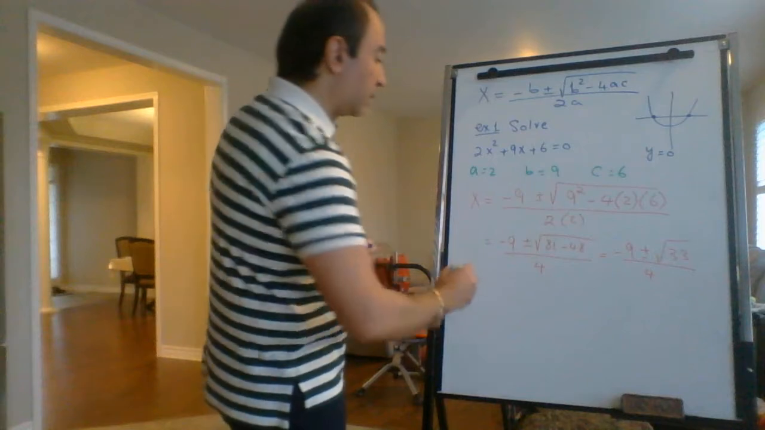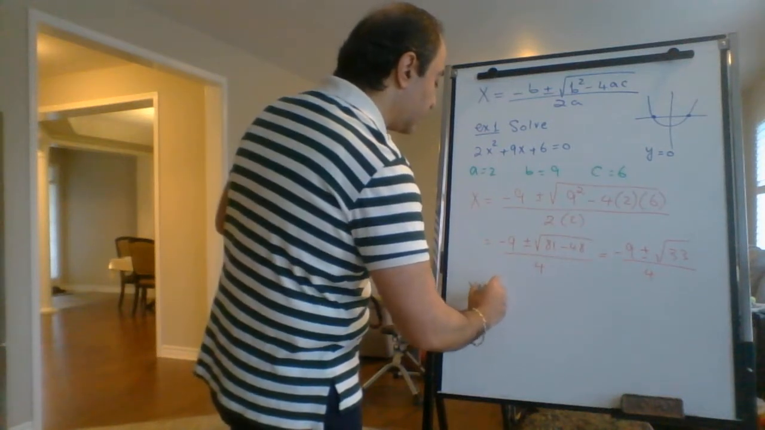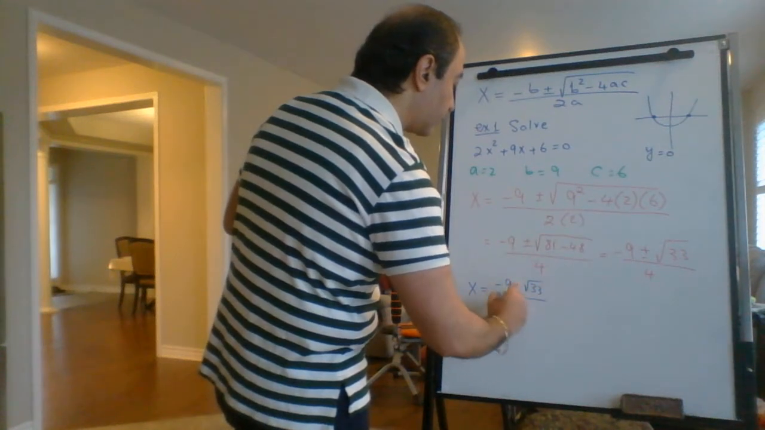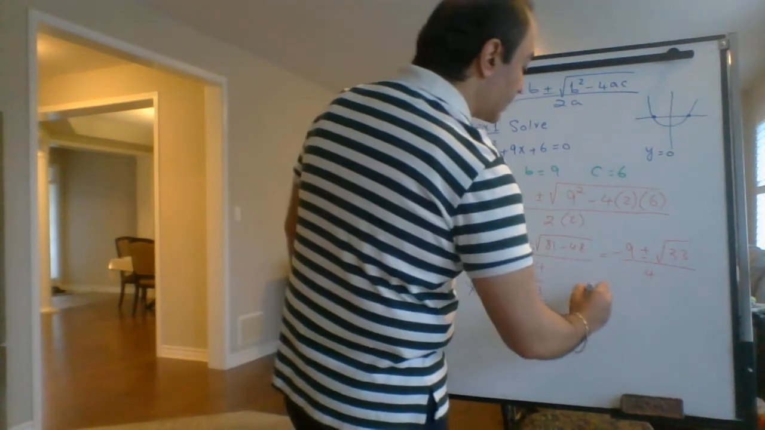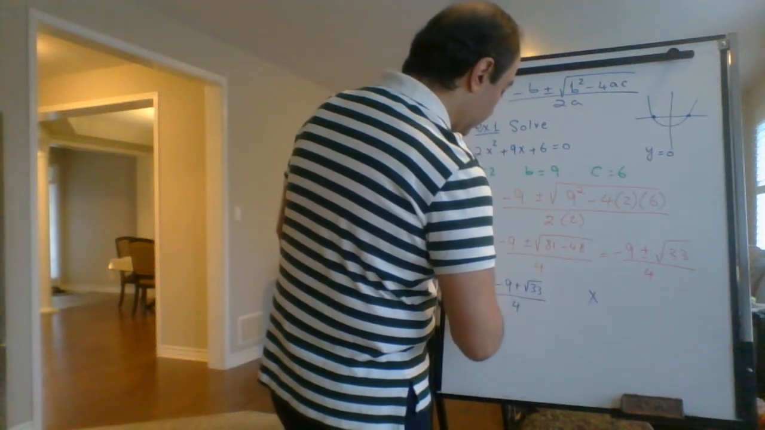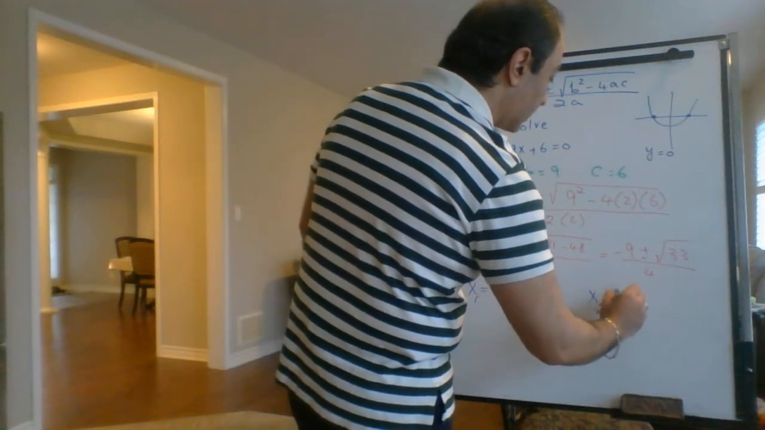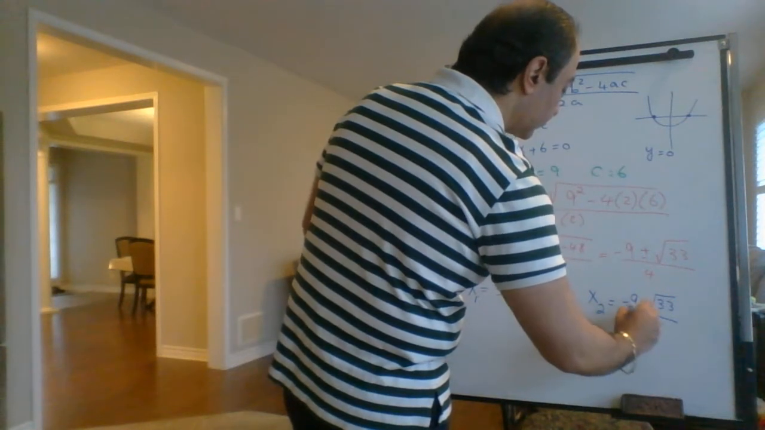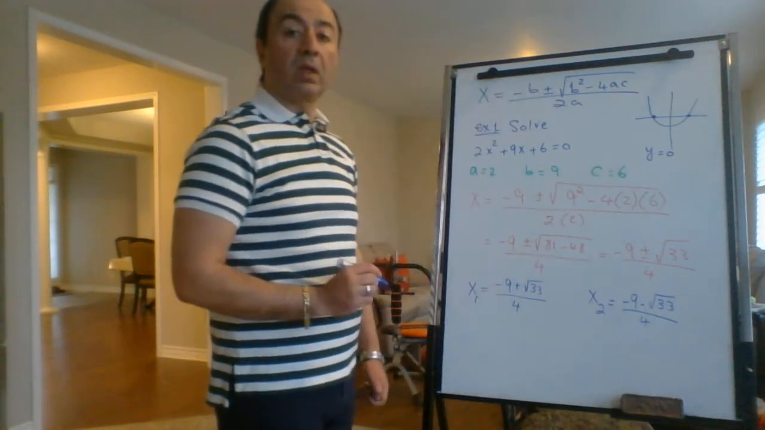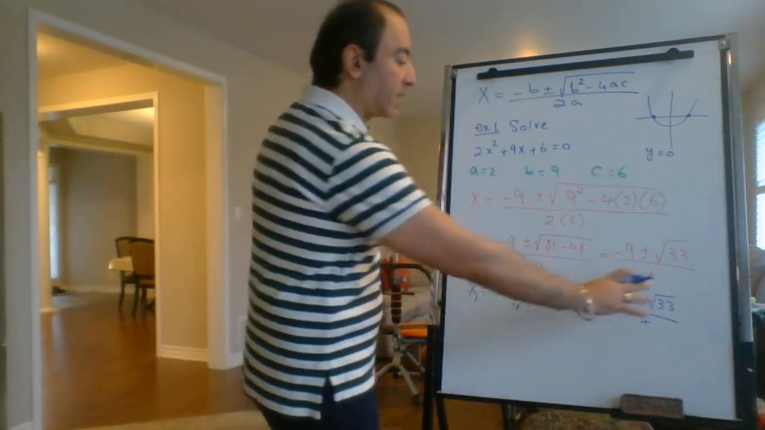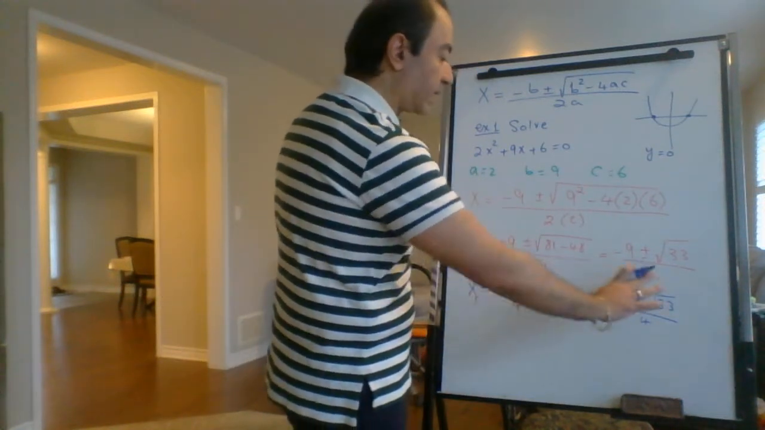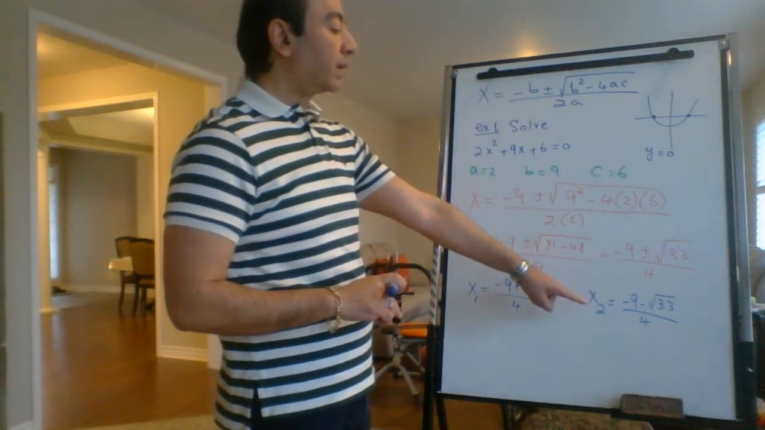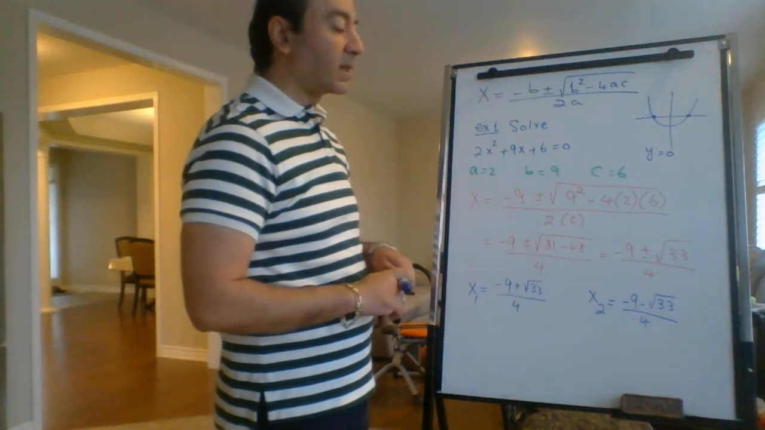What are they? The first solution is x equals minus 9 plus square root of 33 over 4. This is the other solution. This is x1, this is x2 equals minus 9 minus square root of 33 over 4. Okay? These are the exact zeros. Those are the exact points where the curve will cut the x-axis.